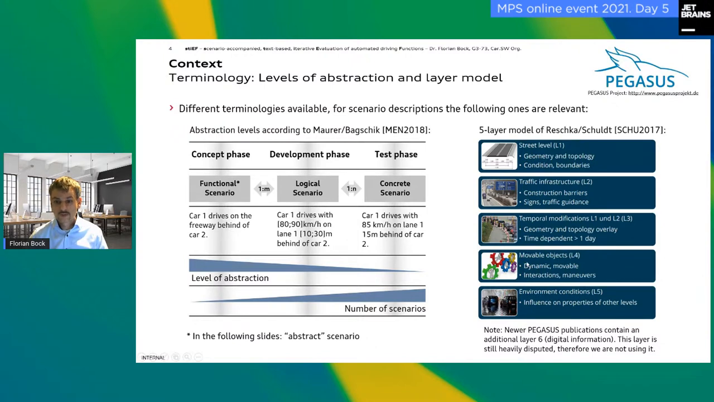Layer four is about movable objects. Here we are talking about pedestrians, animals, vehicles, and also obstacles such as a stone, because even a stone can be movable if we drive against it. The last layer is the environment condition, that is weather, the coverage of the road, day and time, and so on. A small note: newer Pegasus publications contain an additional layer. For those of you who are familiar with the layers, there is also layer six, which is digital information, but this layer is quite new and heavily disputed, so we left it out for now.